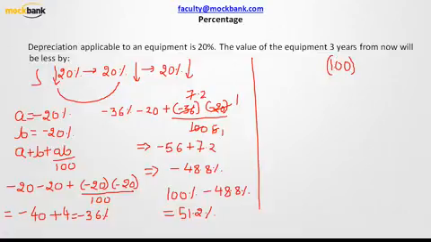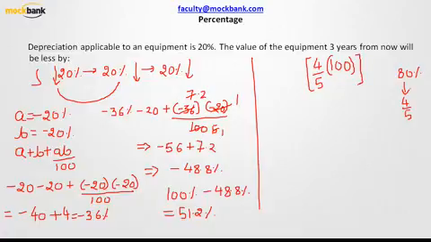And in the first year, the value is depreciating by 20%. So what are we left with? We are left with 80%, right? 80% of the value remains after depreciating the value by 20%. So 80% can be written as 4 over 5. So this value will become 4 over 5.